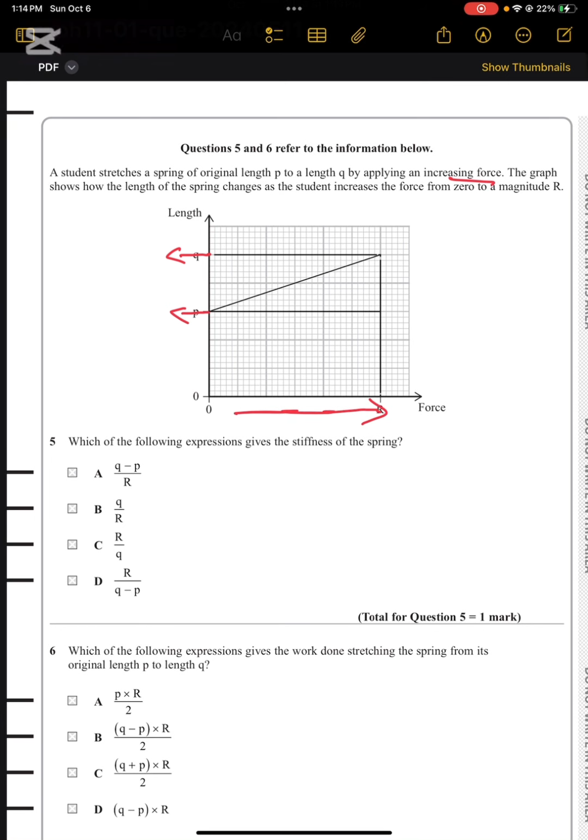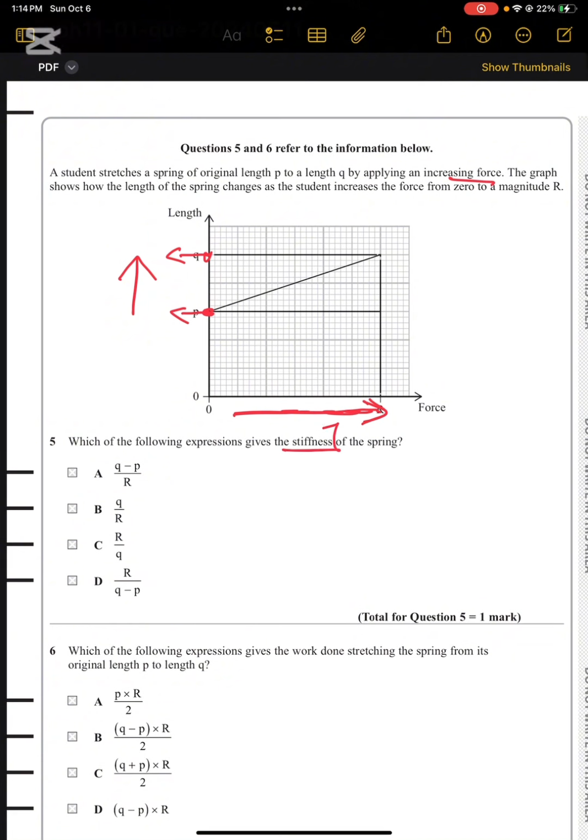The graph shows how the length of the spring changes as the student increases the force from 0 to magnitude R. So as the force has been increased, the length has also increased from this position to this position. So which of the following gives the stiffness of the spring?